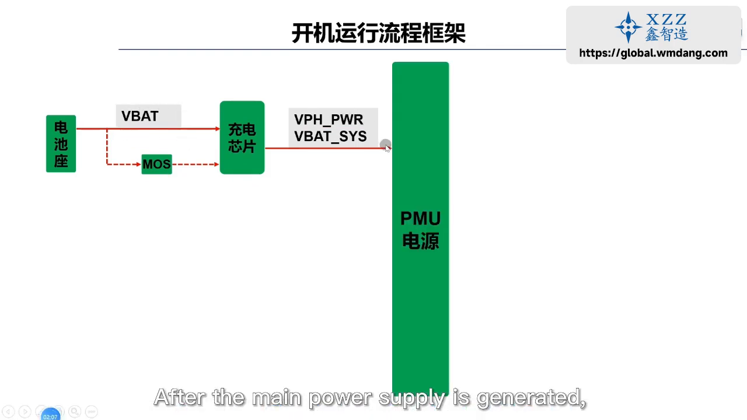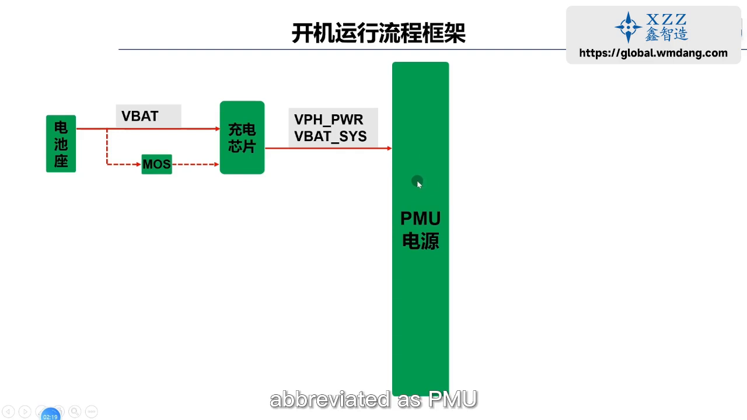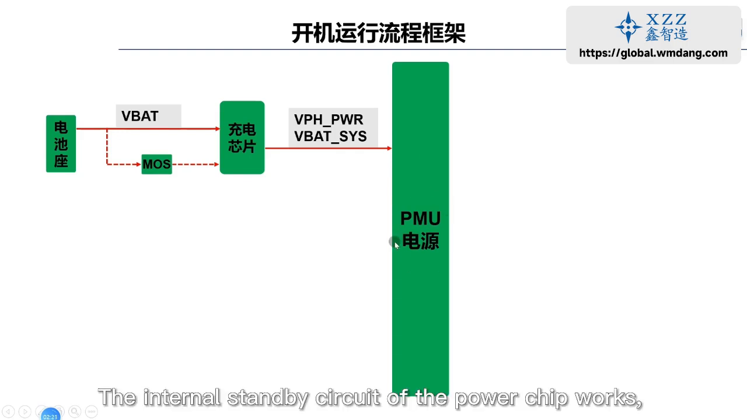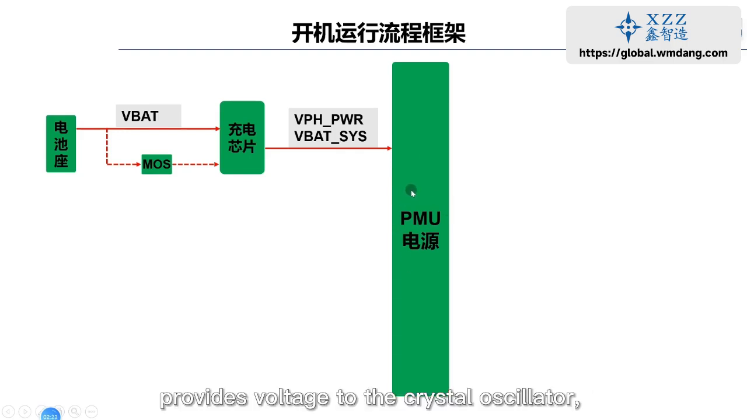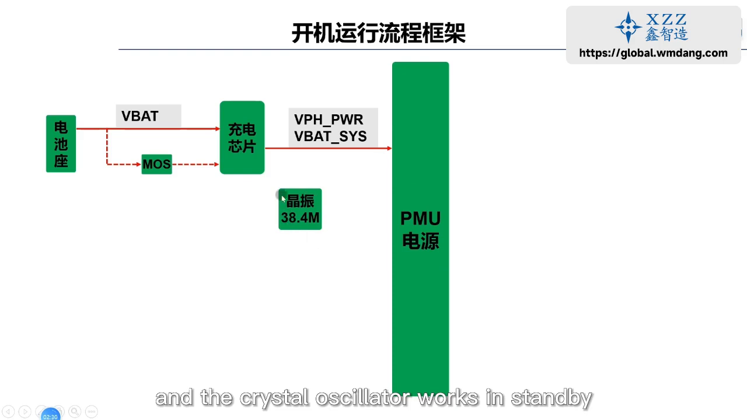After the main power supply is generated, it needs to supply power to the power chip. The power chip is also called the power management unit, abbreviated as PMU. The internal standby circuit of the power chip works, provides voltage to the crystal oscillator, and the crystal oscillator works in standby.